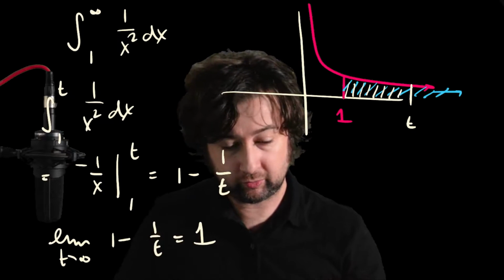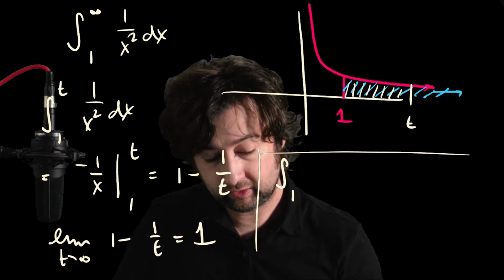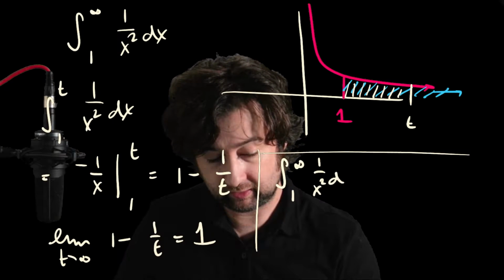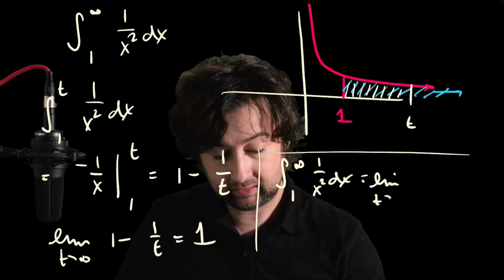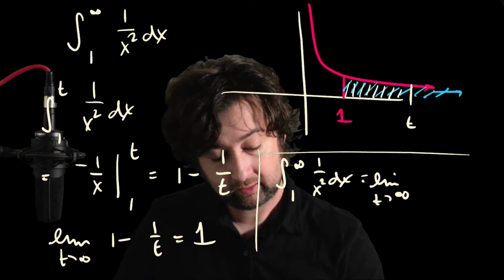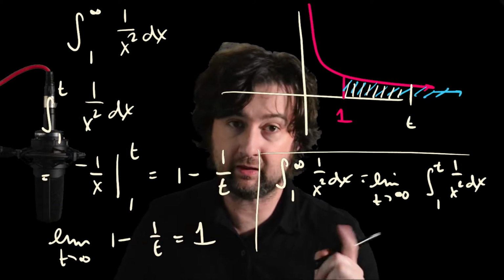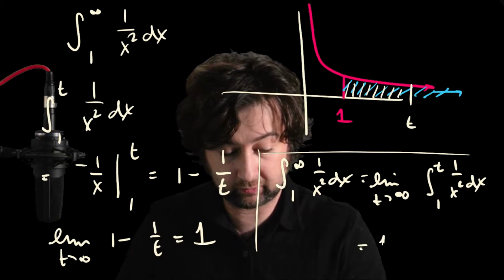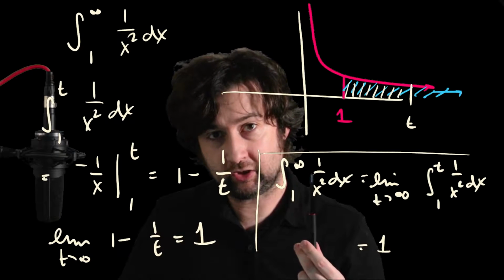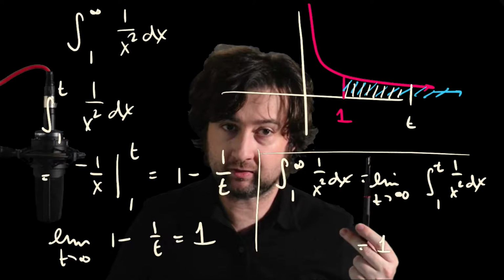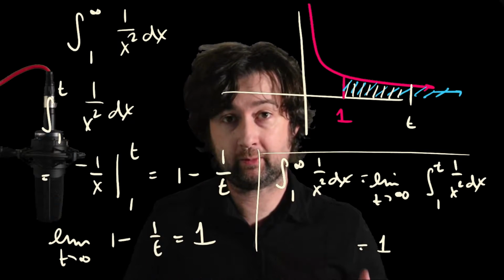So we're going to make a definition that says that the integral from 1 to infinity of 1 over x squared dx, what we mean by that is really the limit as t goes to infinity of the integral from 1 to t of 1 over x squared dx, and then that limit turned out to be equal to 1. So we're going to use this as a shorthand notation for the process of applying a limit to a regular integral. This is the first class of what we call improper integrals.